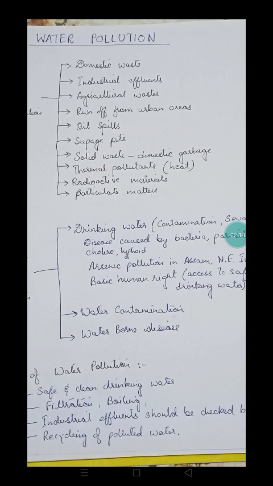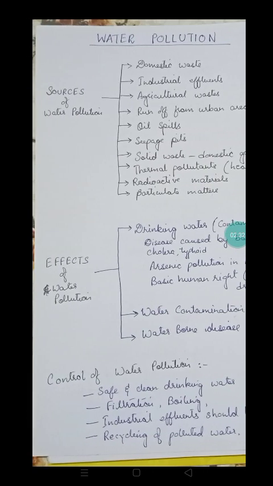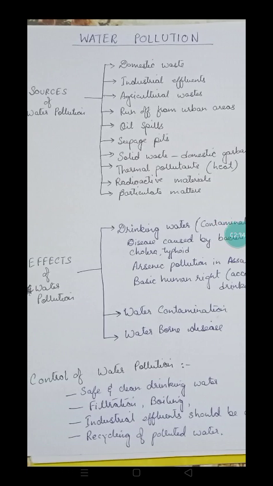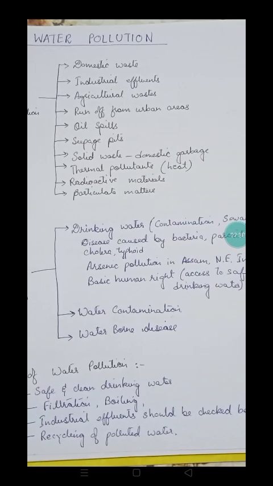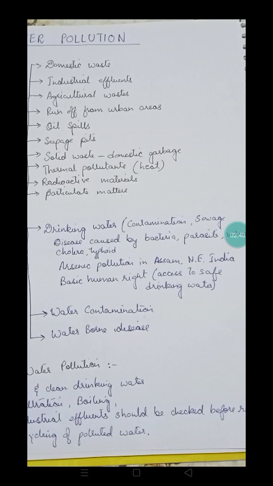Now thermal pollution means the amount of heat which is released from industries and factories into the nearby water bodies through drains and rivers. Radioactive materials are also one of the sources. After that, the effects of water pollution could be seen mainly in the contamination of drinking water.